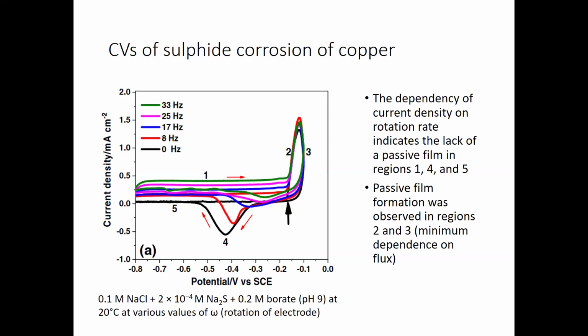Well, one of the main reasons we know that's not the case is that if you have agitation in the sample through rotating the actual sample itself, you see a massive change in the current density in this region of region 1. So why is that important?